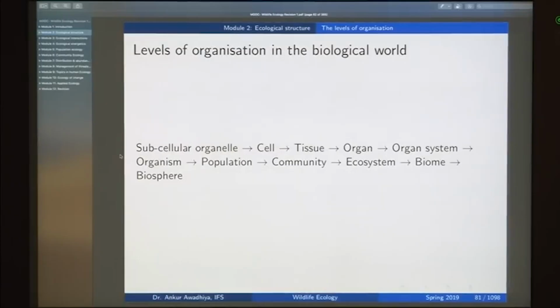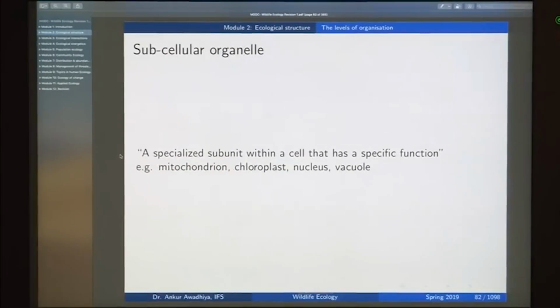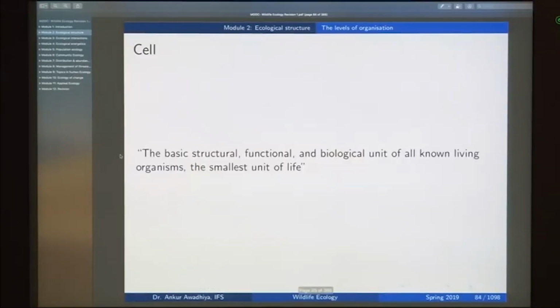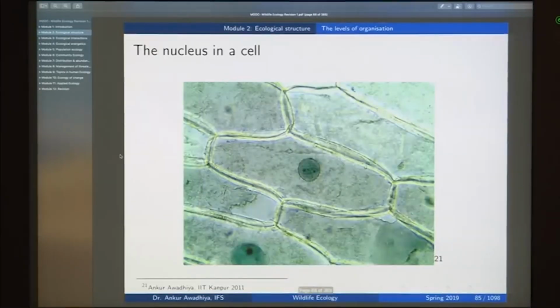So, we begin with the subcellular organelles. Now, subcellular organelles are specialized subunits within a cell that have a specific function, such as the nucleus of the cell. So, that is subcellular, it is below the level of the cell, and it is an organelle because it is a small organ in a sense. Then you have cells that are the basic structural, functional and biological unit of all known living organisms, or the smallest unit of life. So, like in this case we are showing the onion cell.